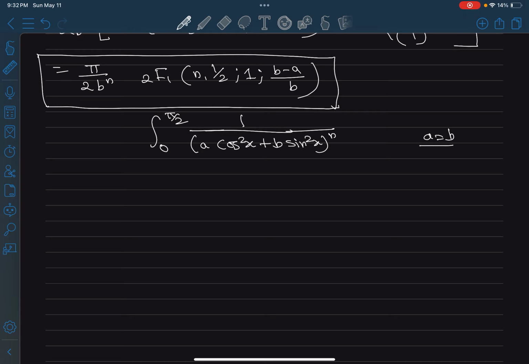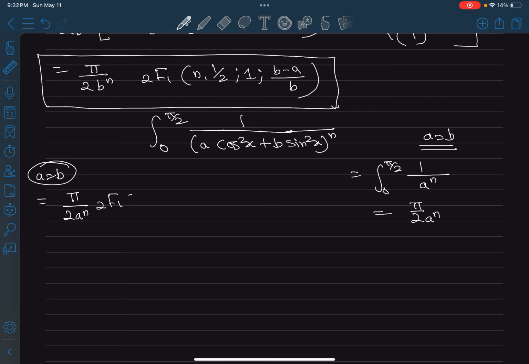We know that if a equals b, this just becomes the integral from 0 to pi over 2 of 1 by a to the power n, and that's just pi by (2a) to the power n. Let's see if that's true. So if a equals b, I can actually write the answer as pi by (2a) to the power n, and 2F1, this becomes n, half, 1, and b minus a becomes 0, right?